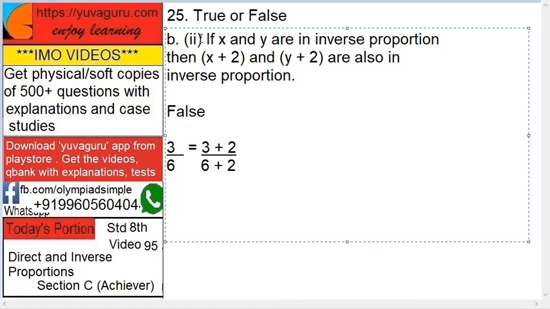Next, if x and y are in inverse proportion, then x plus 2 and y plus 2 are also in inverse proportion. Similar to the earlier one, it is false. Because take x as 3 and y as 6. So 3 upon 6 equals 3 plus 2 upon 6 plus 2, means 5 upon 8. Is it so? No. So this is false.